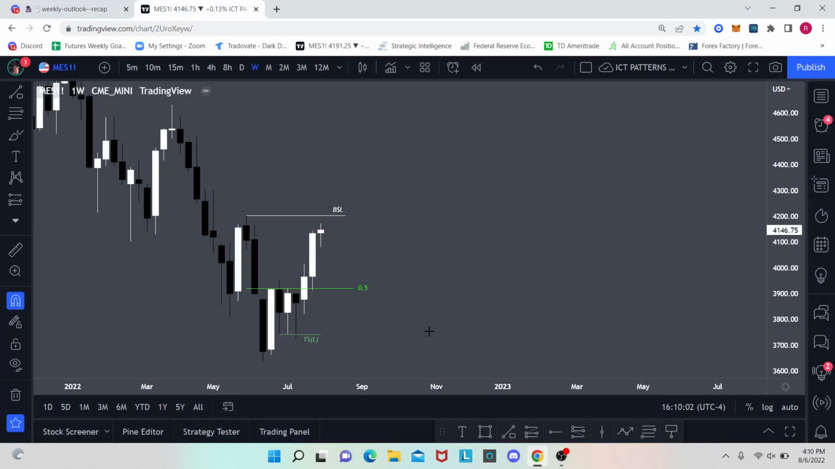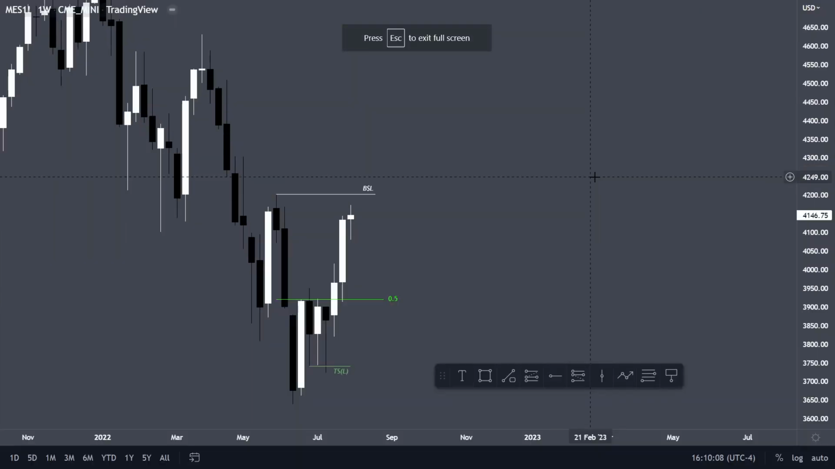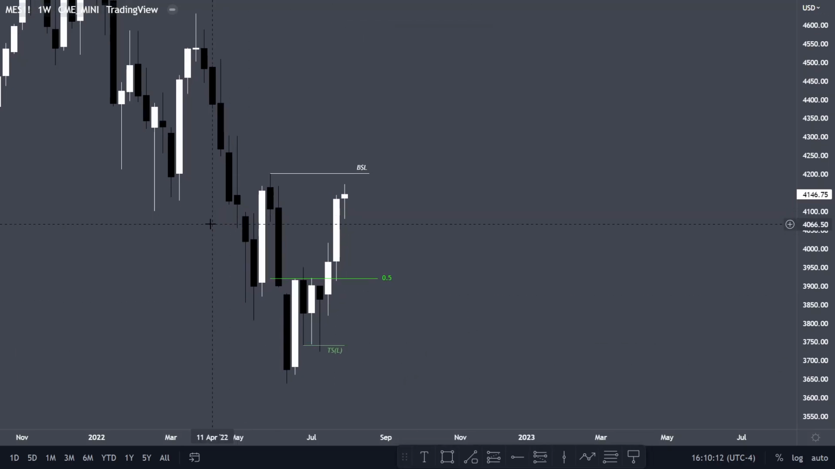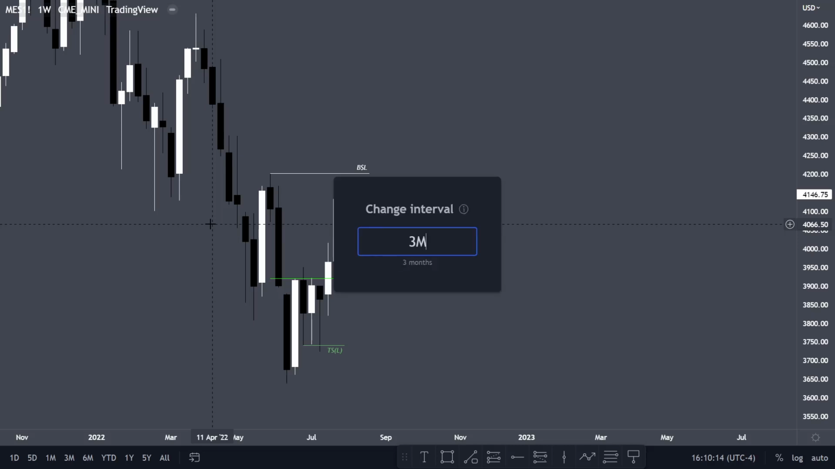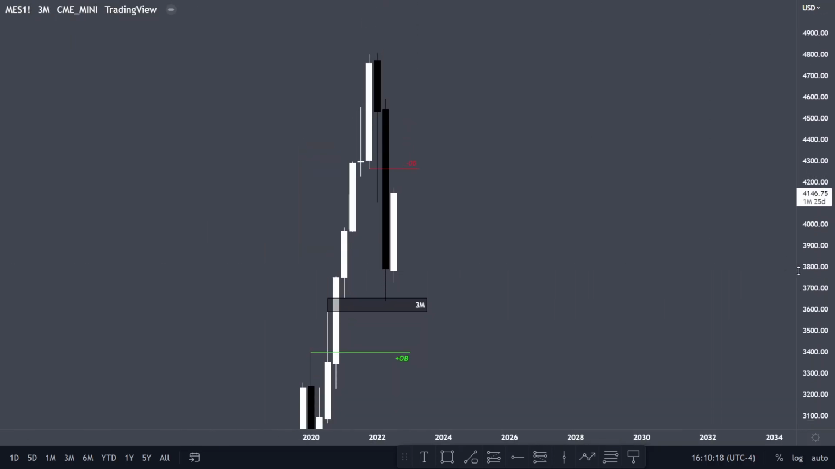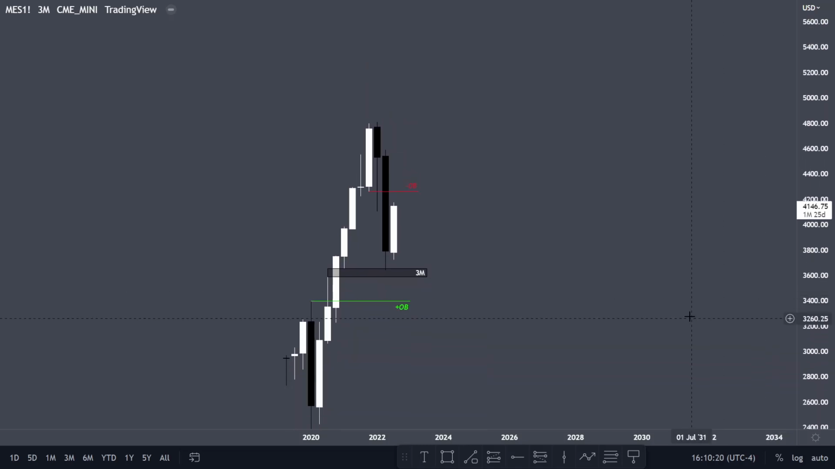And with that, we're looking at the ES, right? Let me go full screen. So this is the weekly. I don't want to start there yet. Go to the 3 month. All right, so the 3 month, we have so far, right?